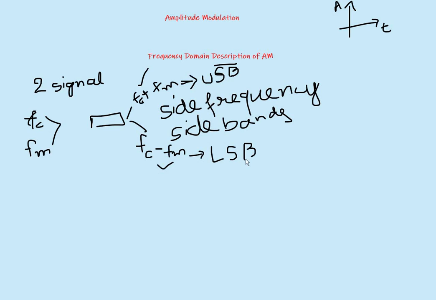So in the frequency representation of AM, the two frequencies fc and fm are combined, and our message will be present at different frequencies. One frequency will be fc plus fm, which is called the USB. The other frequency will be fc minus fm, which is called the LSB.